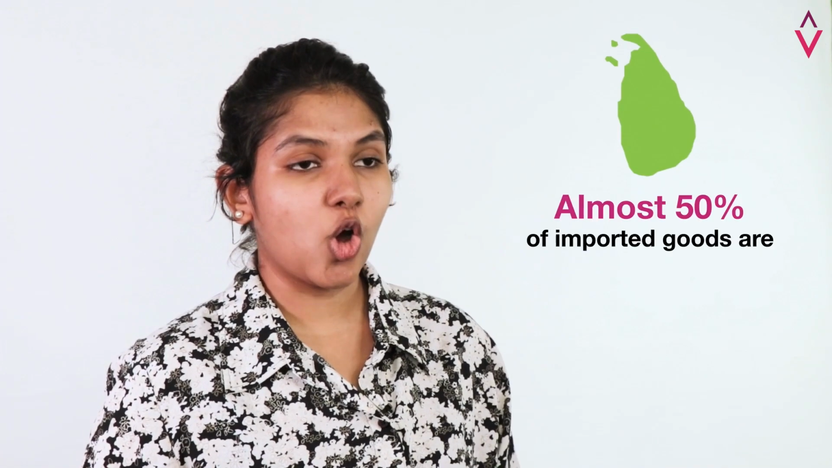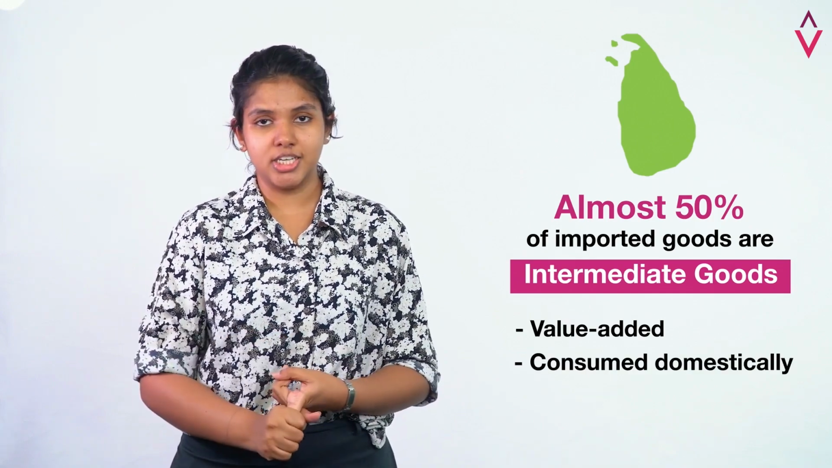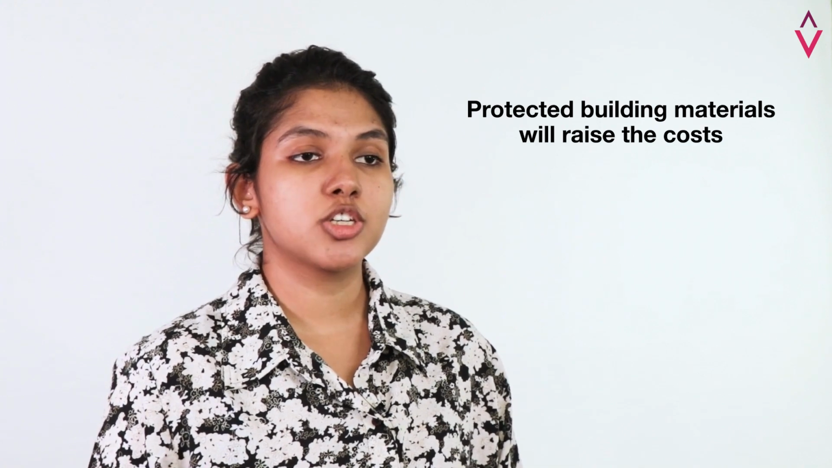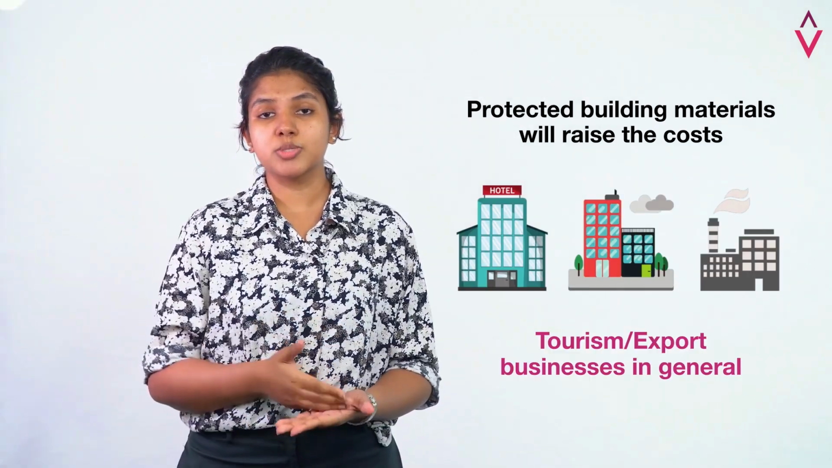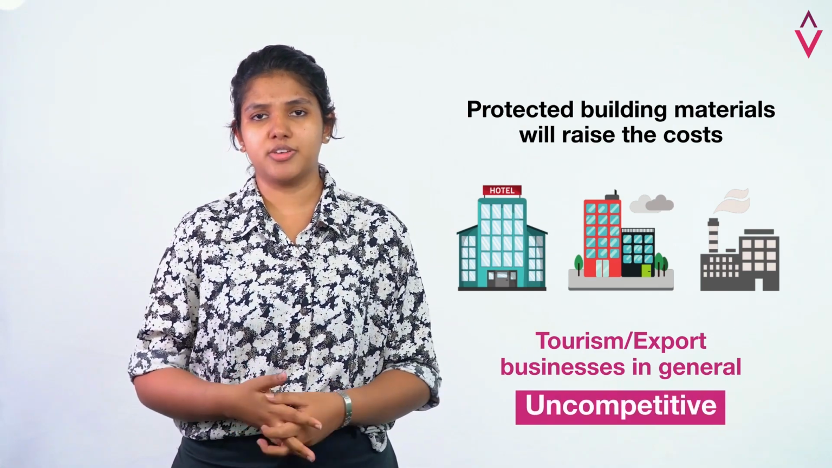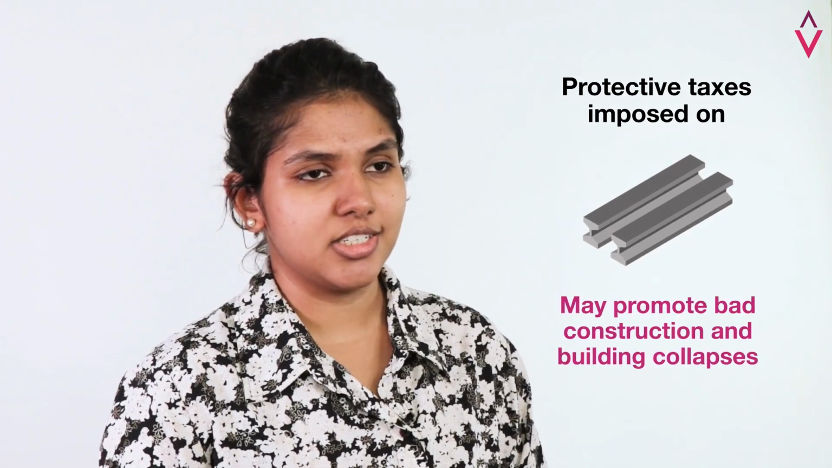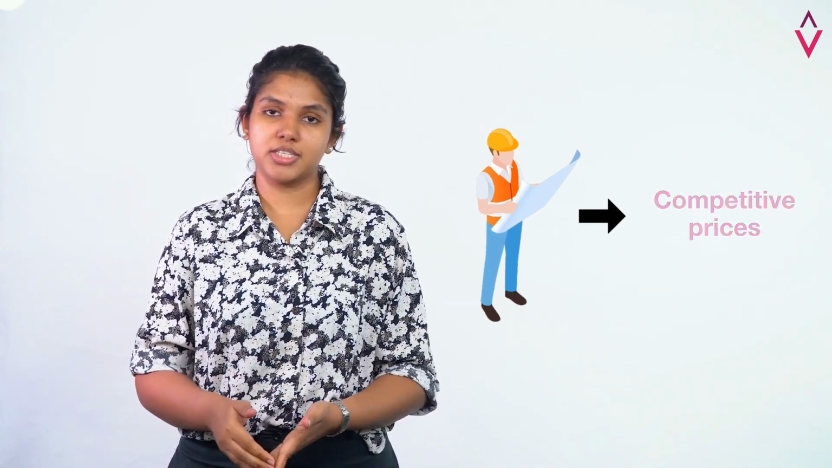In Sri Lanka, almost 50% of imported goods are these intermediate goods that will be value-added and consumed domestically or re-exported. And protected building materials will raise the cost of hotels, office buildings, and even factories, making tourism or export businesses in general uncompetitive. When protected taxes are imposed on products like steel, that may promote bad construction and building collapses because the builders are trying to maintain the competitive prices by scrimping on concrete rebars.